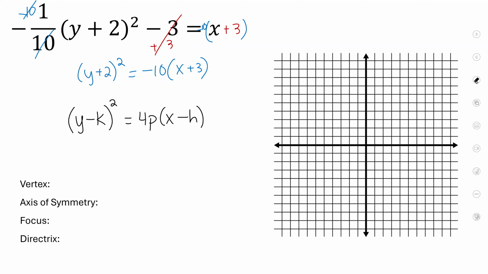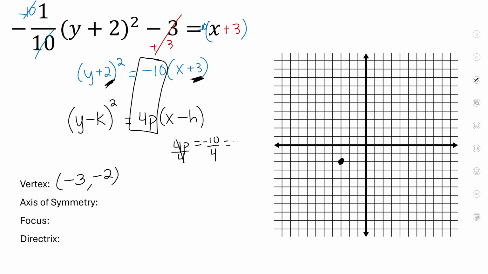Okay. Where is my vertex? Yep, -3, -2. I got the -3 from here and the -2 from here. So I'm going to go ahead and plot that. -3, -2 is right here. Now let's figure out what my p-value is. The p-value, set these equal to each other and solve. So I have 4p equals -10 divided by 4. This simplifies to -5/2, which is -2.5. So my p-value is negative.